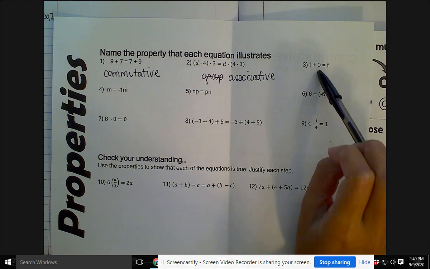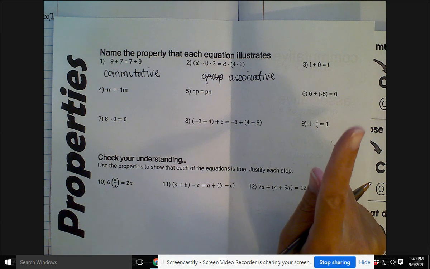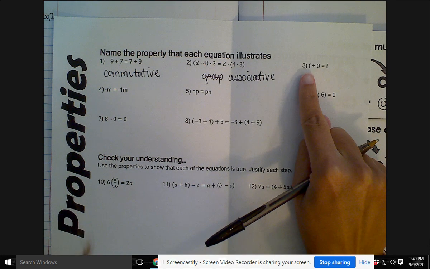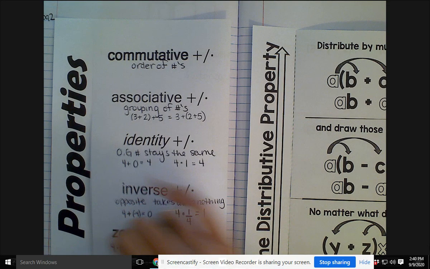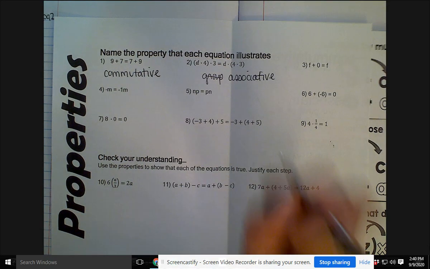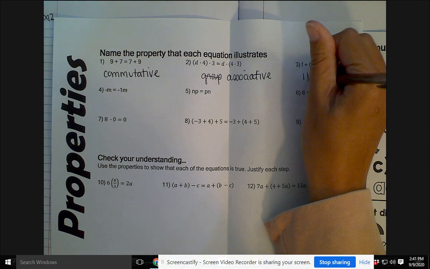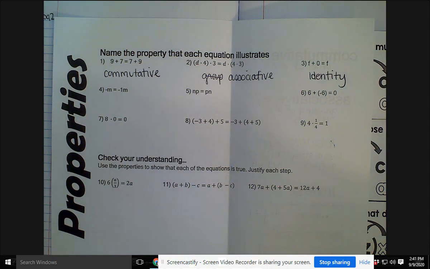Next, I noticed that there's a 0. There is a 0 property, however, that's only for multiplication. So the only other thing that kind of includes one, if we're using deductive reasoning here, would be identity. That was the only other one that had a 0 in it. And that makes sense because I started with a number, the number f. I added nothing and I'm still f. So that's identity. It's showing you what you are. You were f and now you're still f.